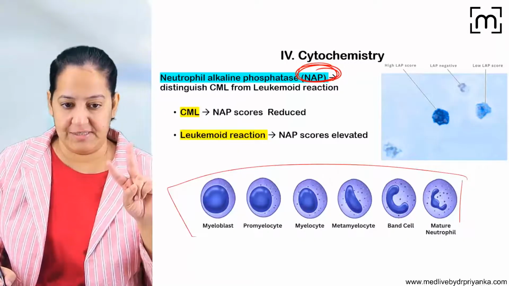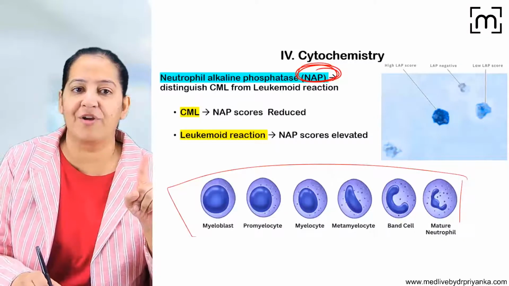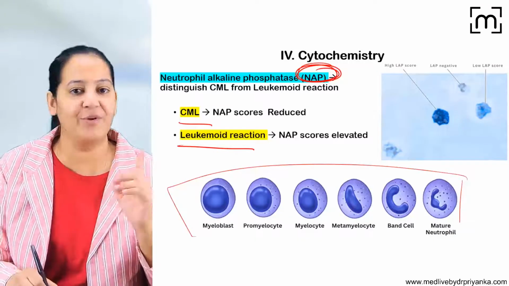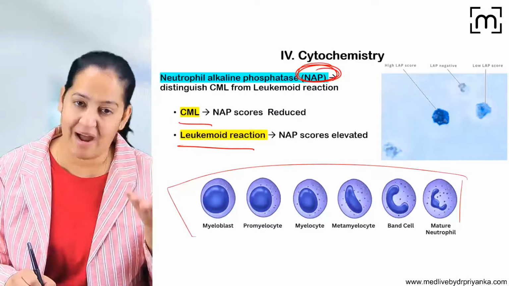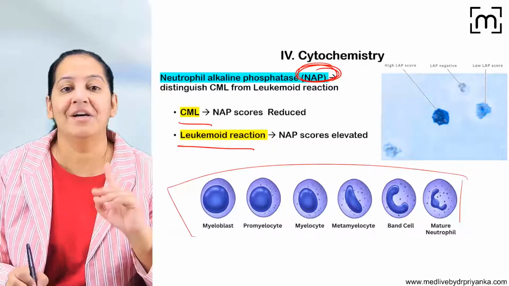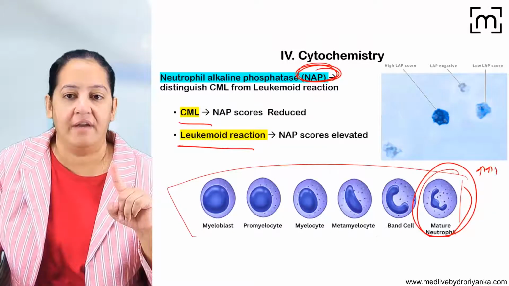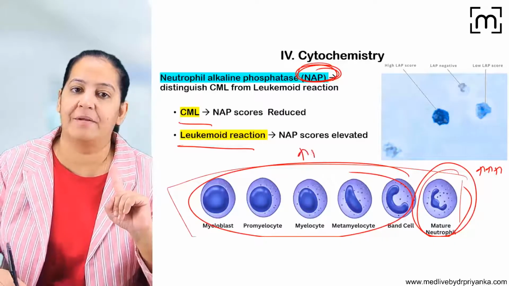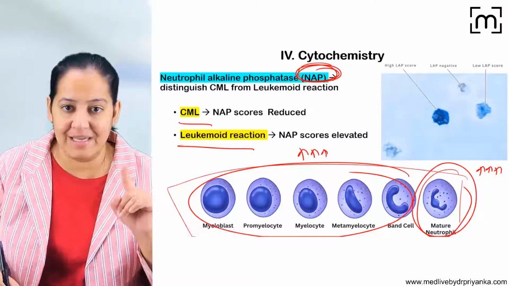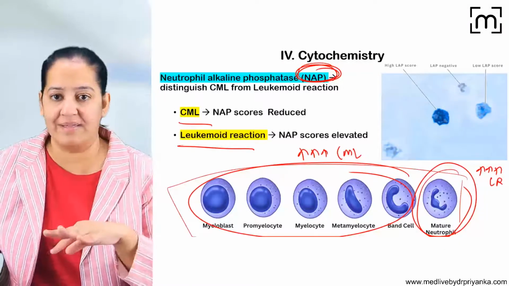There are 2 differentials. When the WBC count are more in the blood, either CML or leukemoid reaction. I assume you have watched my video on leukemoid reaction. If not, please watch that. In leukemoid reaction also WBC are high in the blood, but it's not leukemia. So basically in leukemoid reaction, the mature neutrophil is high in the blood, but in CML, the immature one are high in the blood. So that makes a difference. Here in CML, the immature one are high, but in leukemoid reaction, the mature one is high.